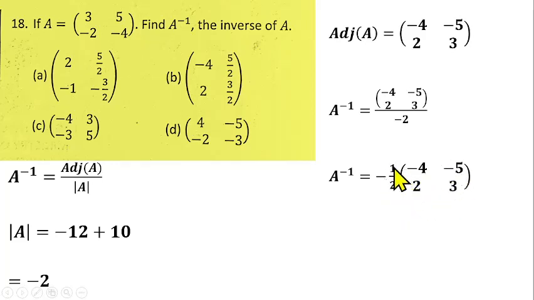So we have minus half multiplied by 4, that should give us a 2. Then minus half times minus 5 will give us 5 over 2. Minus half times 2 will give us minus 1. Minus half times 3 will give us minus 3 over 2. So this matrix that is given to us here is the inverse of this matrix A. And if you look at the options provided, I think option A is the correct option for question number 18.